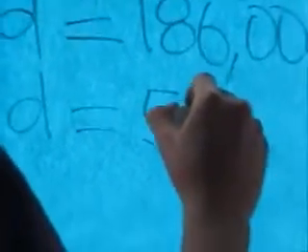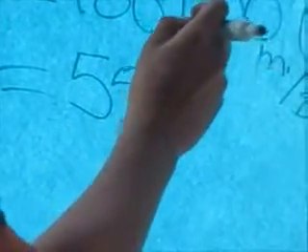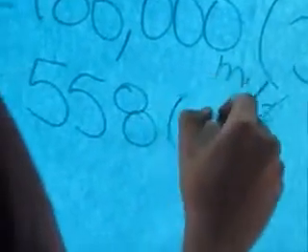Distance is equal to 500, and we have here the zeros. We had here the zeros before. We have 3 from the 186,000, and we have 1 zero from the 30. So in total there are 4 zeros. So it is 5,580,000 miles that light travels in 30 seconds.